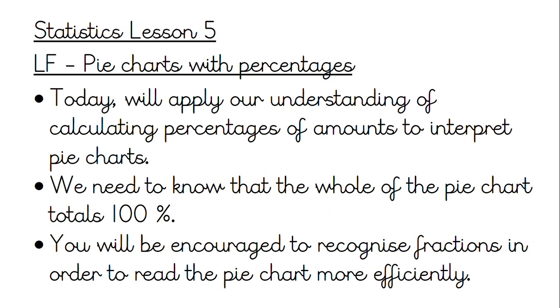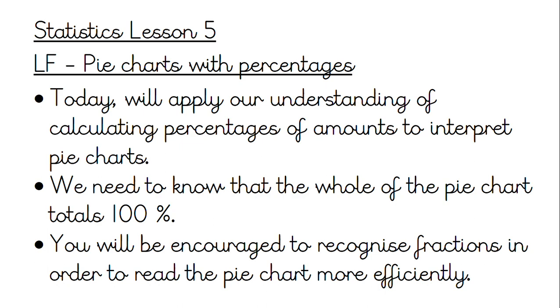Okay, so today we will apply our understanding of calculating percentages of amounts to interpret pie charts, remembering that percent means out of 100. So we can convert any percentage into a fraction with a denominator of 100 and then we can work it out as if it's a fraction. So for example, to find 4%, it's the same as 4 hundredths. So you would divide it by 100 to find 1% and then times it by 4. Think back to all those other mental methods that we've used about finding percentages as well at school.